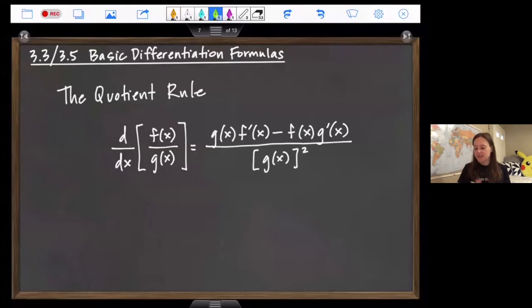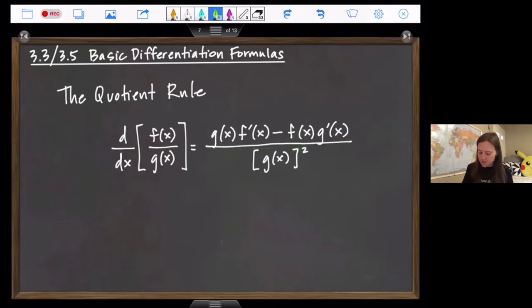At first glance, the numerator of this formula looks a little bit like the product rule, where we take one function times the derivative of the other, and then we swap roles in the second term. Unlike the product rule, the quotient rule has a negative sign in the middle. So it matters what order you do this mixing and matching in, right?